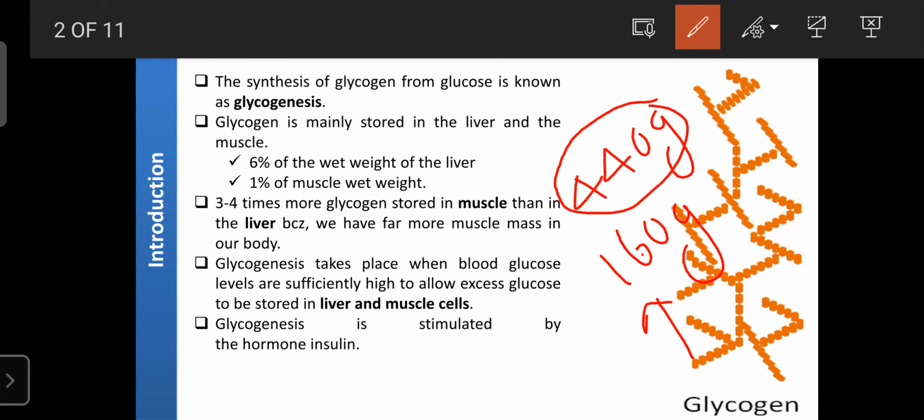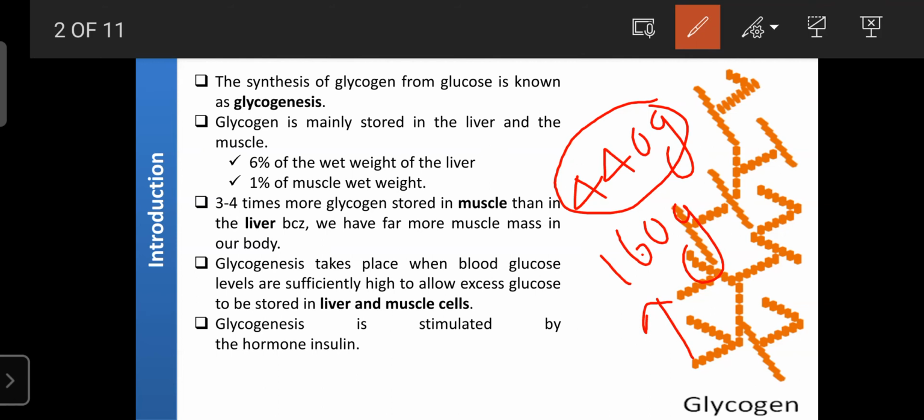Glycogenesis occurs mainly in liver and muscle cells, and it is inhibited by glucagon as well as epinephrine. Epinephrine is an adrenal hormone secreted from the cap of the kidney, the adrenal gland. It can inhibit glycogenesis, as can glucagon. Glucagon is always released when we suffer from hypoglycemia, low sugar in the plasma or blood. Then it is released from the alpha cells of the pancreas. Glucagon raises glucose by inhibiting glycogenesis and enhancing the breakdown of glycogen. So these are the three main hormones involved in regulating glycogenesis: insulin stimulates it, while glucagon and epinephrine inhibit it.